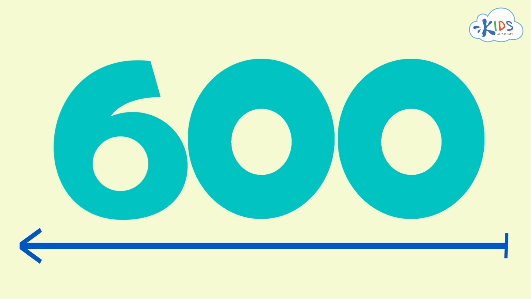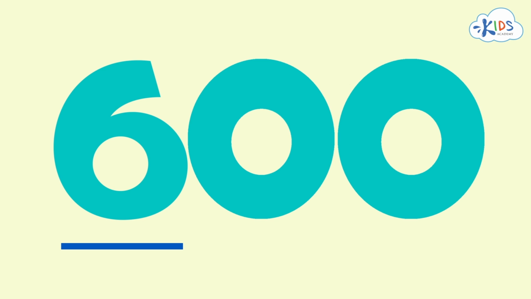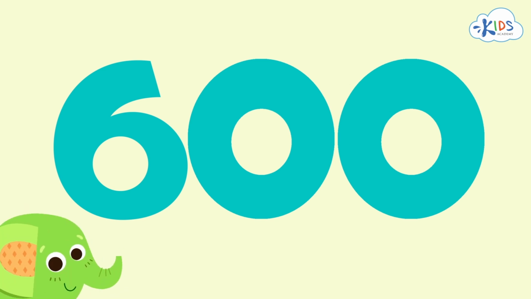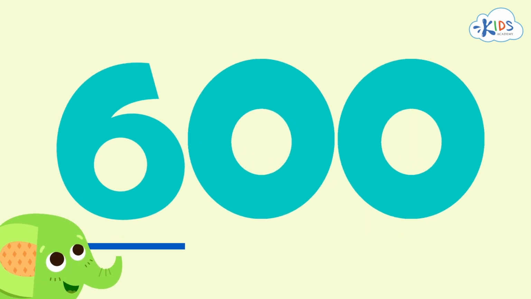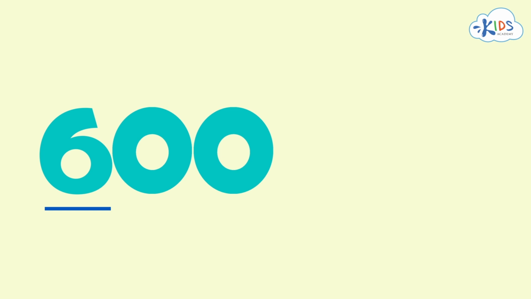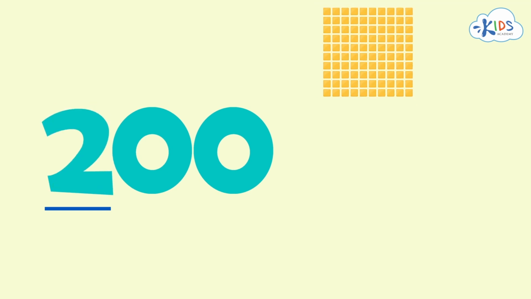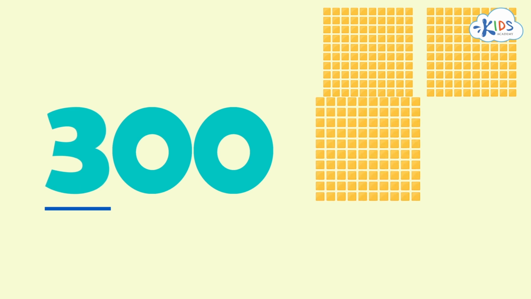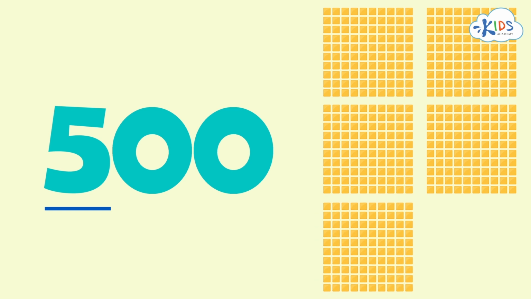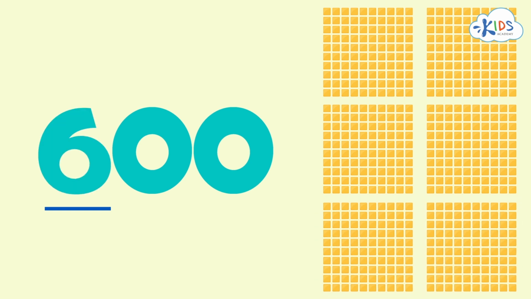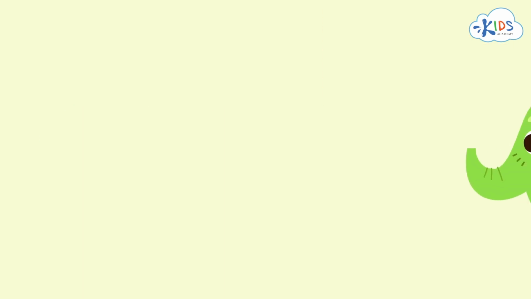The hundreds place is the furthest left in the number 600, and since there are no other digits of value in either the ones or the tens place, we can look right to the hundreds place again. There is a 6 in the hundreds place. We can count by hundreds to find the value of this digit. 100, 200, 300, 400, 500, and 600.